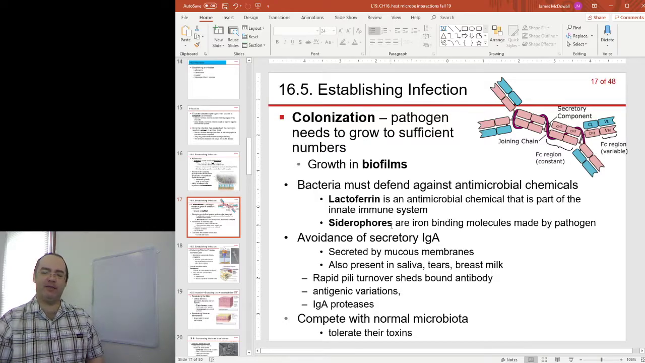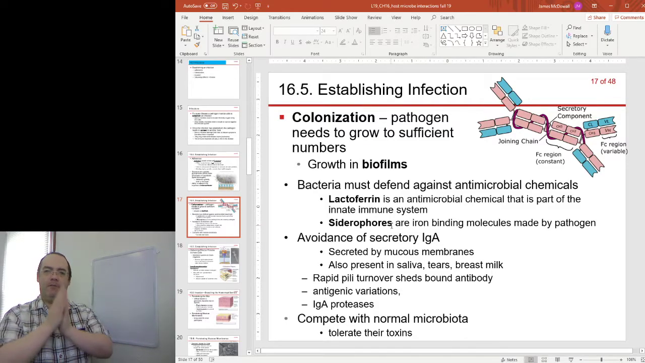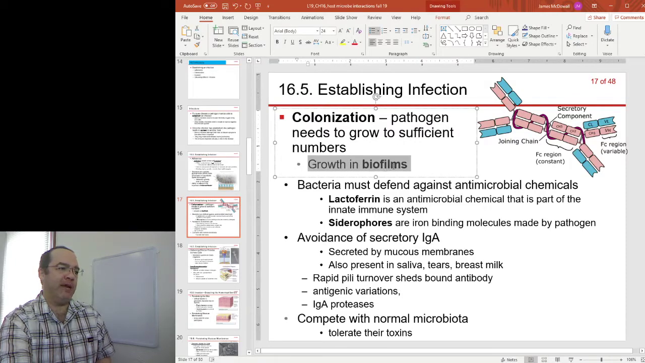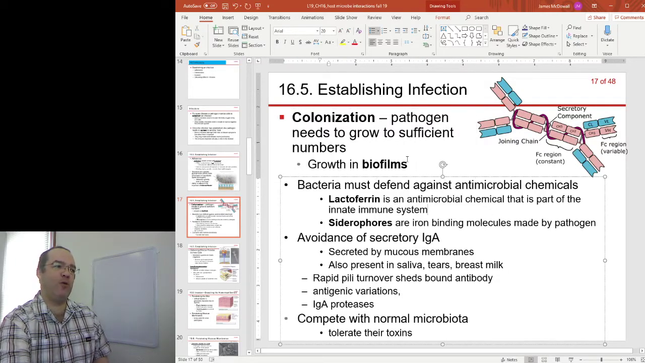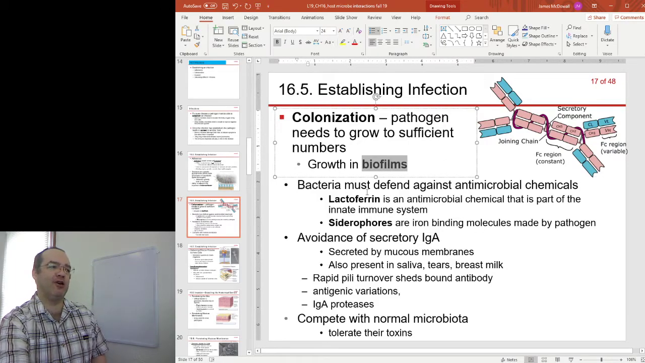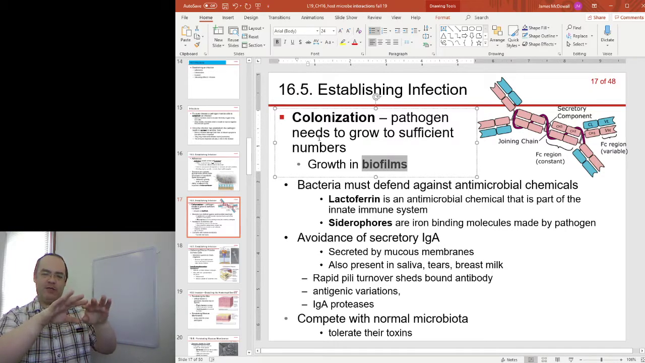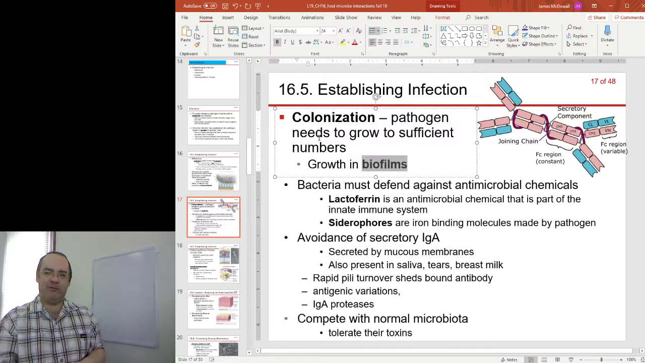Once a bacteria has got in, once it's stuck, it then needs to grow, colonize. It needs to grow to sufficient numbers. Many of our bacteria, as we looked at a little while ago, grow in these complex structures called biofilms. And all of the things we talked about in terms of biofilms, all of those interactions, the waste of one bacteria becomes the food for another. The idea that biofilms can make it more difficult to control the bacteria.